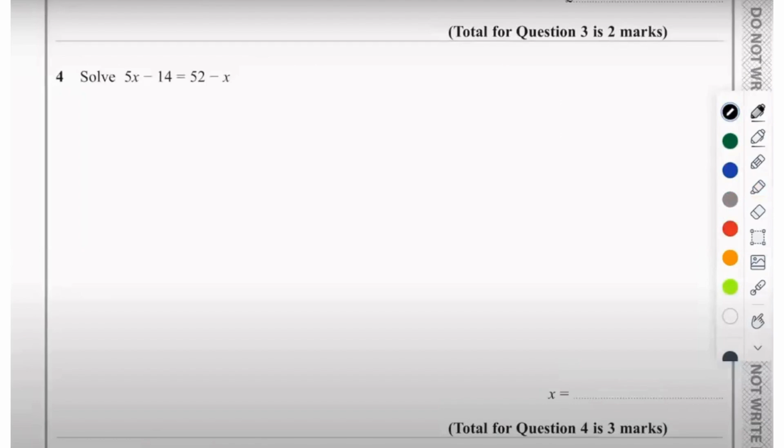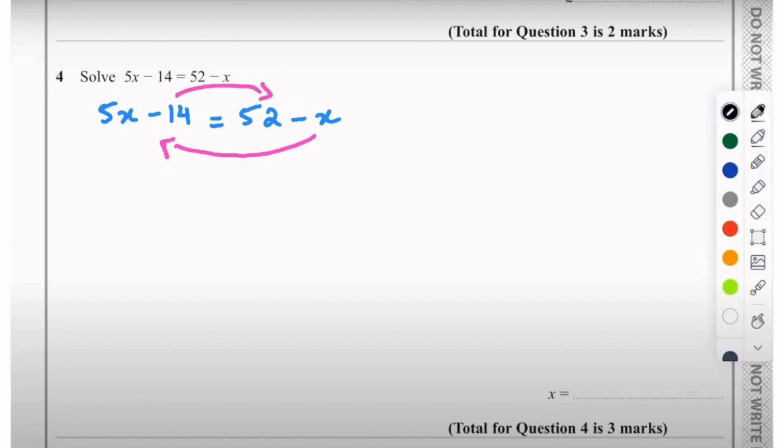Question 4 says solve 5x minus 14 equals 52 minus x. So 5x minus 14 equals 52 minus x. What we're going to do is collect the like terms on each side. I will bring x over here and take negative 14 over here.